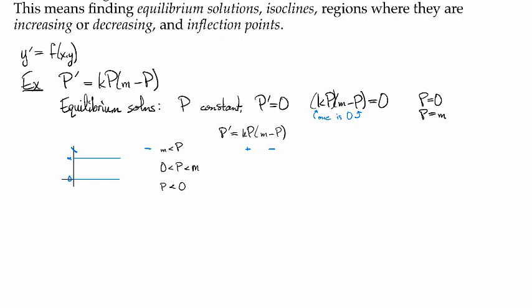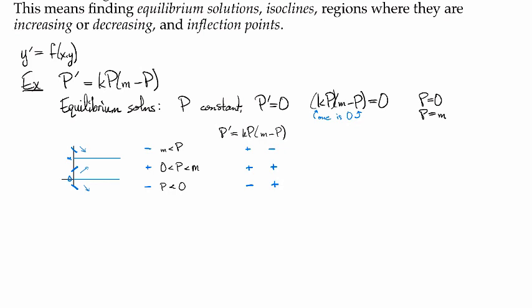Now let's look at the region between the two. In this case, P is still positive, but now P is less than m, so m - P is also positive. That means the net is positive, so it'll be going upward. If we look where P is negative, we've got a minus sign here and then a positive sign here, because P is still less than m. So the net is negative, and it'll be decreasing. That tells us that the function is going to be increasing in the middle, and decreasing above and below.